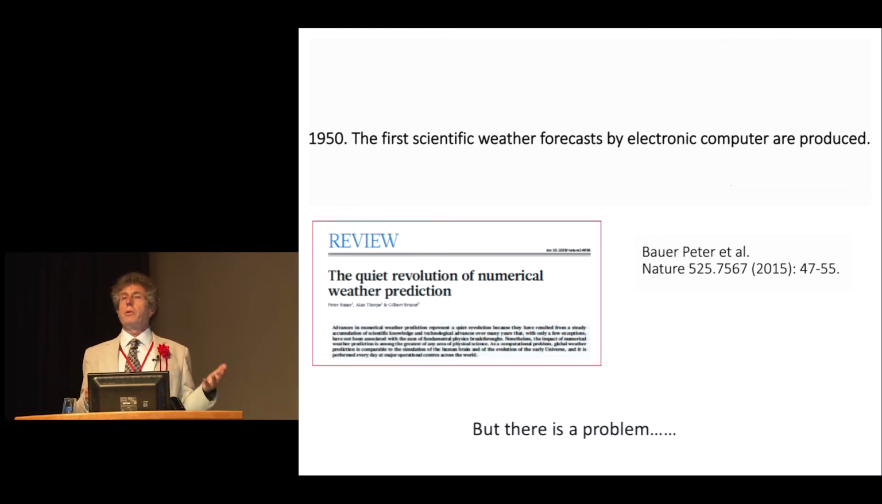Well, the science of weather prediction has evolved gradually and steadily. In 2015, a review paper was written in Nature which described the evolution of weather forecasting since 1950. And it has evolved slowly as computers get bigger, as satellite data provides new, better, more complete observations, and also as our scientific understanding has improved.